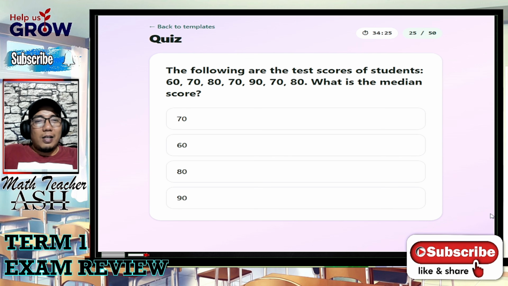The following are the test scores of students: 60, 70, 80, 70, 90, 70, 80. What is the median score? Is it 70? Is it 60? Is it 80? Or is it 90? What do you think is the answer?